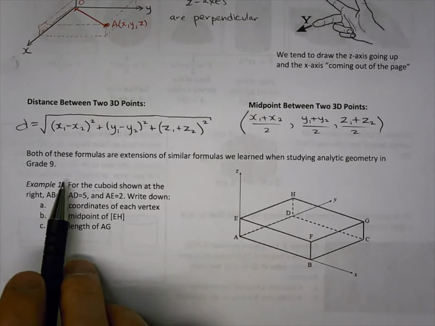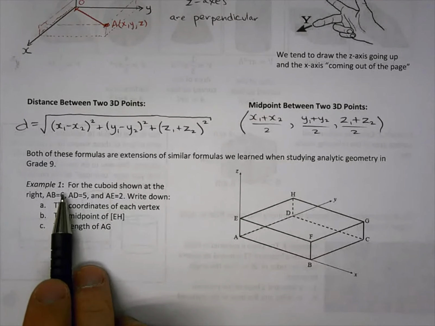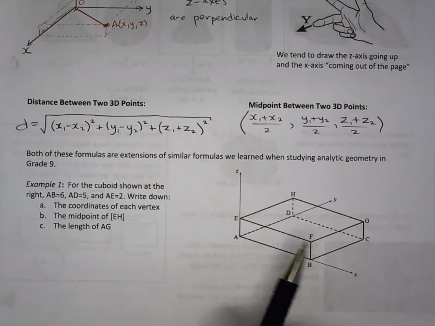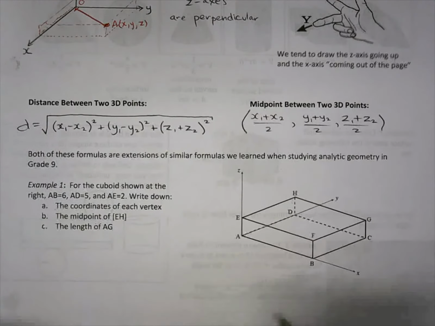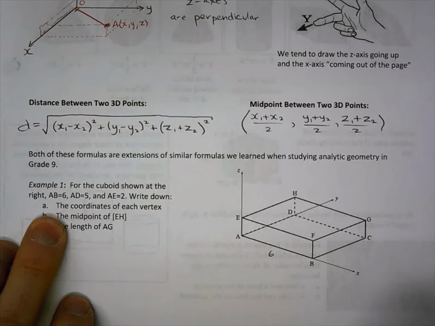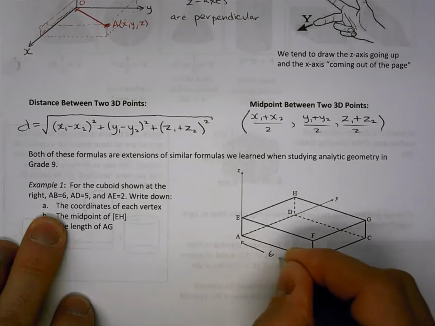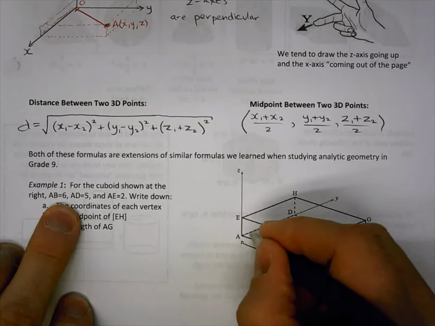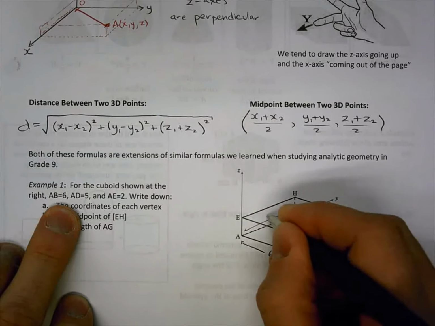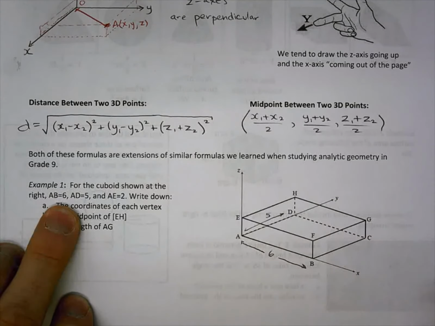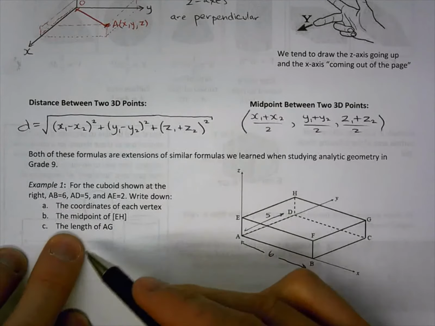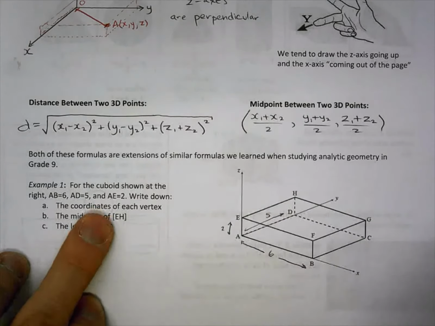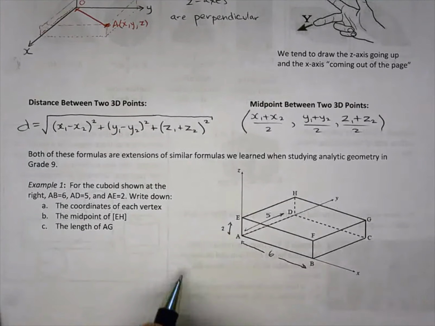Here I have the cuboid shown at the right. This is a cuboid, or a rectangular prism. AB is equal to 6, so this length is 6. AD is 5, so that would be this length here. See how easy this is to do when you have a box? It makes things a lot easier to understand in 3D. And AE is 2, that would be this length here. So can you find the coordinates of each vertex?